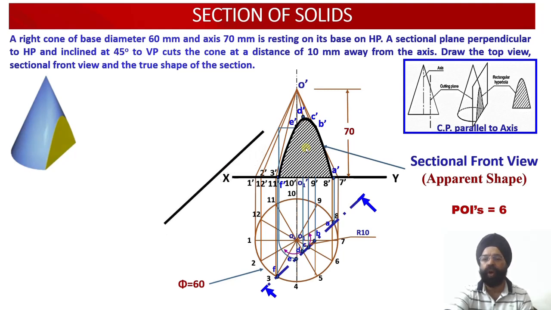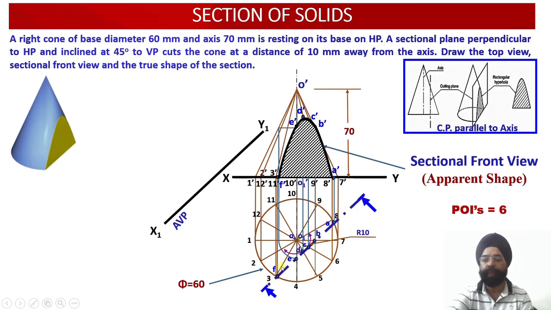So we want to obtain the true shape of this section. In order to obtain the true shape of this section, what do we need to do? We need to draw another auxiliary vertical plane, AVP, parallel to this cutting plane. So we have drawn another AVP, x1 y1, which happens to be parallel to this particular cutting plane.